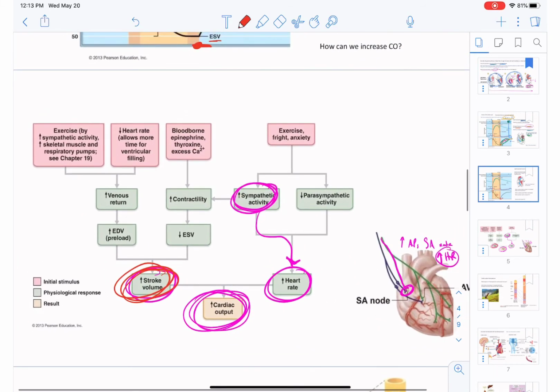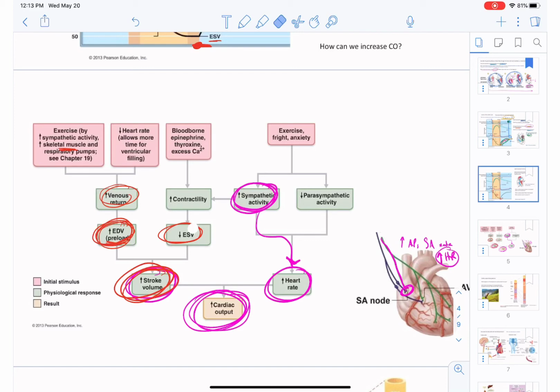And that's what this is showing right here. We can increase EDV, also called preload, or we can decrease ESV. And we're not going to focus so much on how we increase end diastolic volume, but one of the ways is during exercise, you have these skeletal muscle pumps that return more venous blood to the heart. So that increases your venous return and your end diastolic volume.